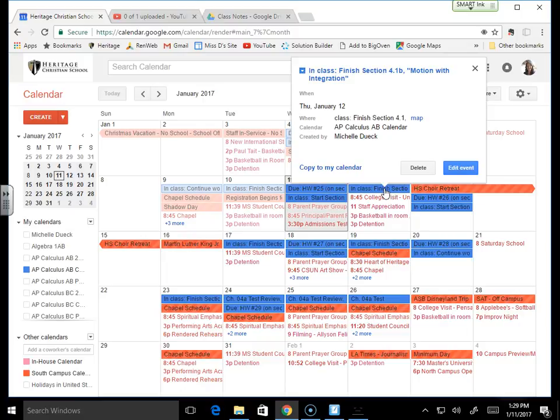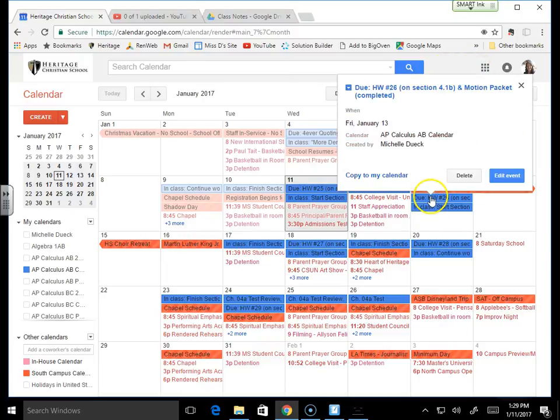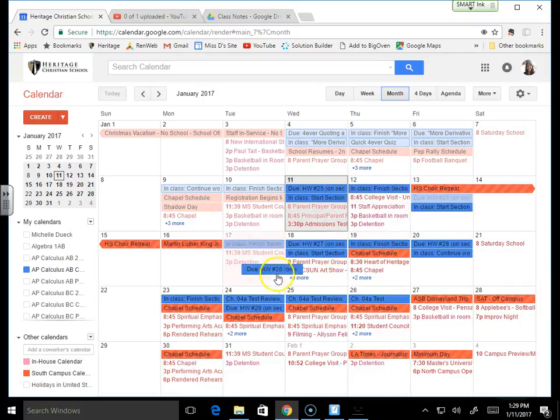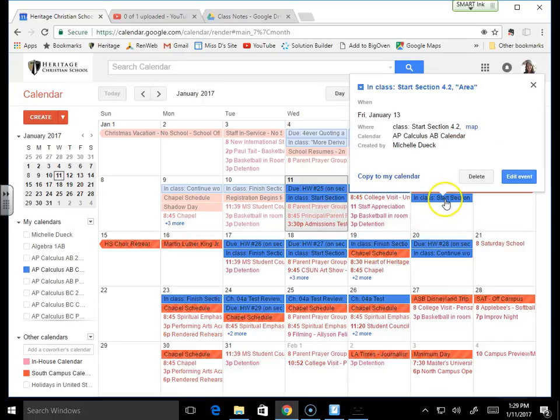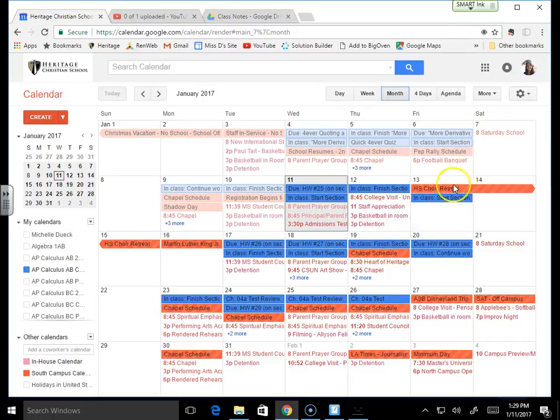But anyway, section 4.1b, motion with integration. I'm going to go ahead and record us finishing this tomorrow. Due on Friday. False. This is not due on Friday. Guess when this is due? On Tuesday. Why? Because in class on Friday, are you starting a new section? No.